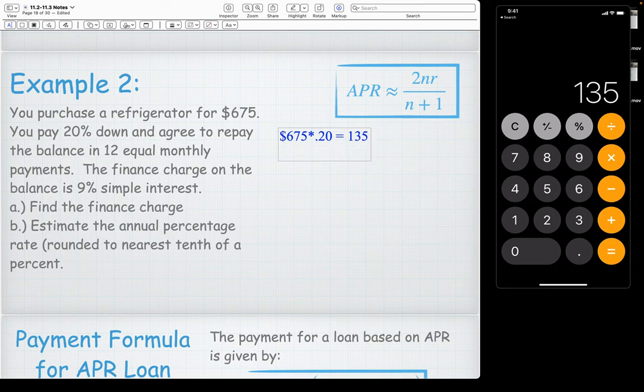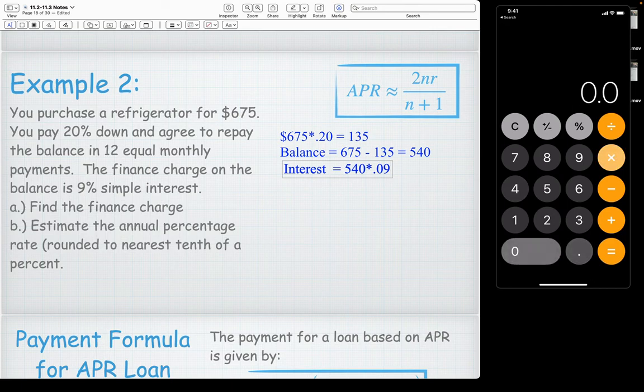If I subtract those, then the balance is 675 minus 135. That's $540. And that's what they're going to charge our interest on. So the interest rate is 9% simple interest. So let's figure out what that is. 540 times 9% is $48.60, excuse me.